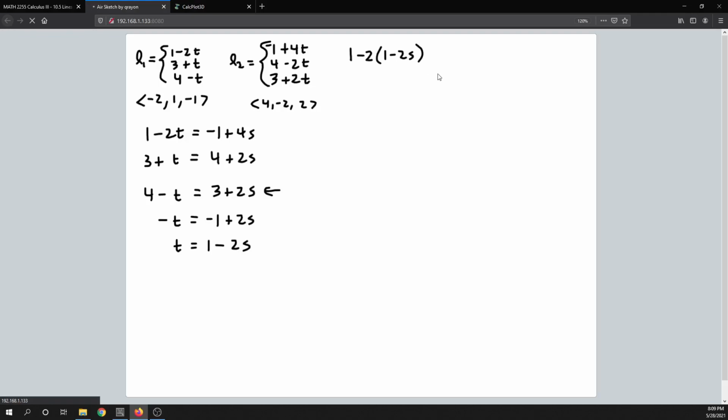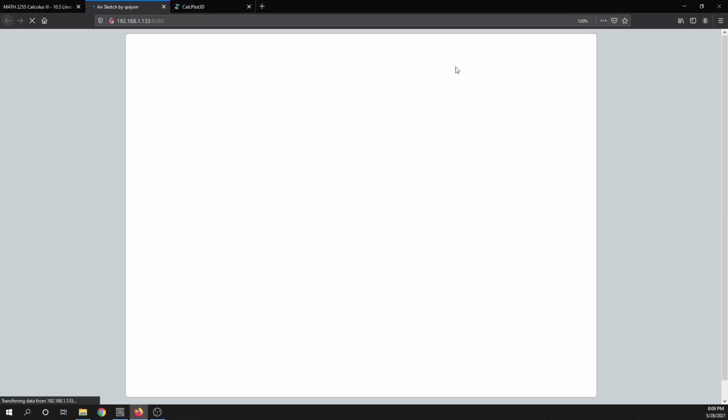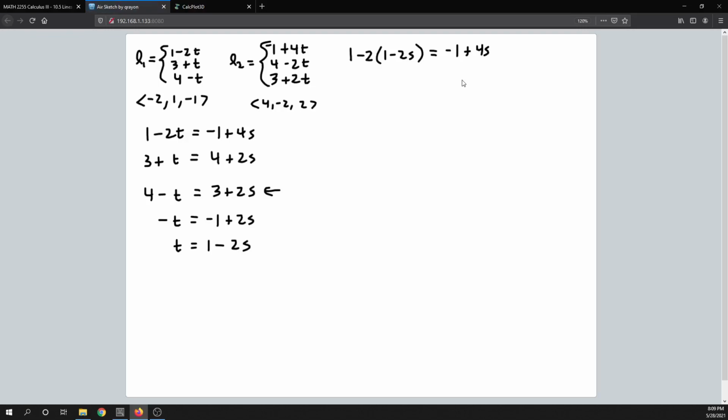Okay, and so then I am going to start simplifying as much as I can here. And it's lagging a little bit, so just give me a second.